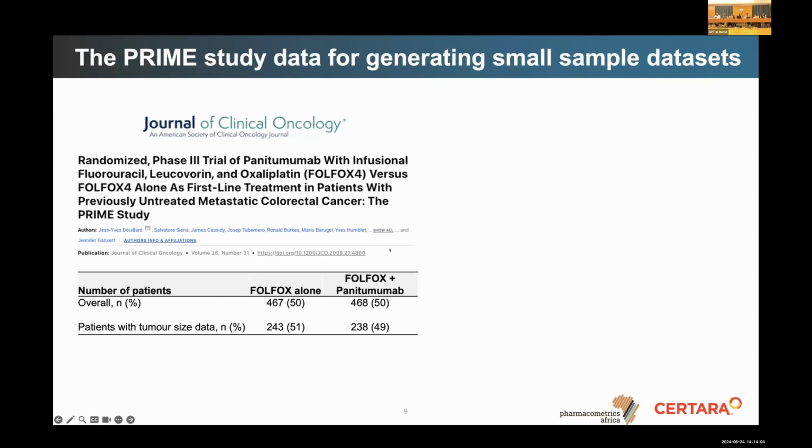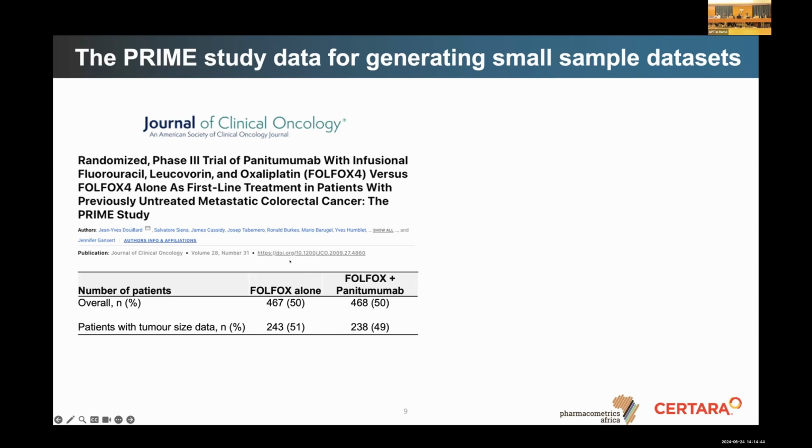So to start with the master data set that we've used, we have data from the PRIME study. This is a randomized phase 3 trial in which 2 treatments were compared. One is chemotherapy, the so-called FOLFOX4 regimen, which has fluorouracil, leucovorin, and oxaliplatin. That is the one arm being used as the control arm versus the experimental arm, which is FOLFOX4 with an addition of panitumumab. And this study was undertaken in previously untreated metastatic colorectal cancer patients.